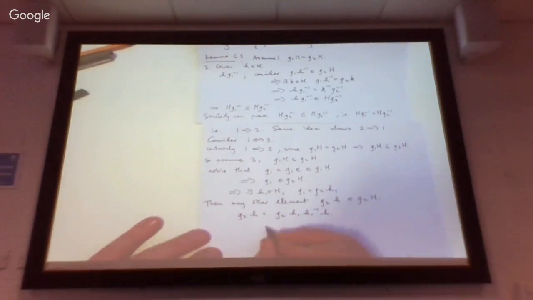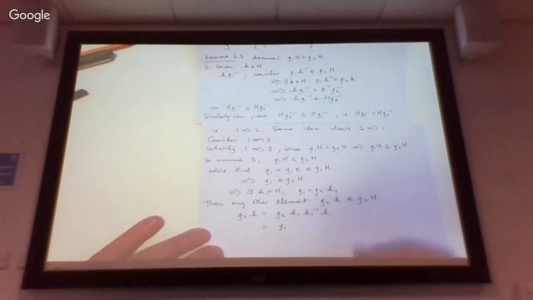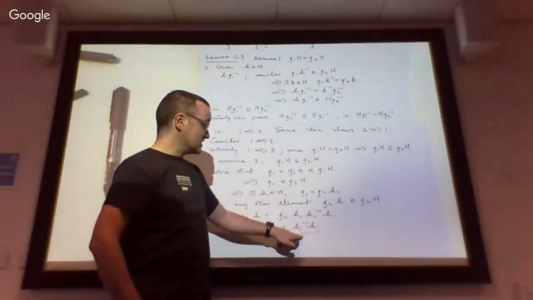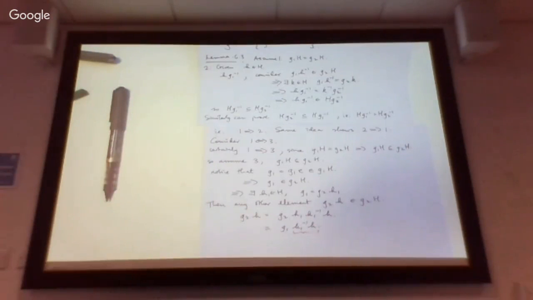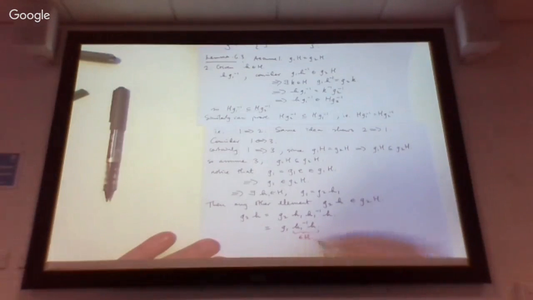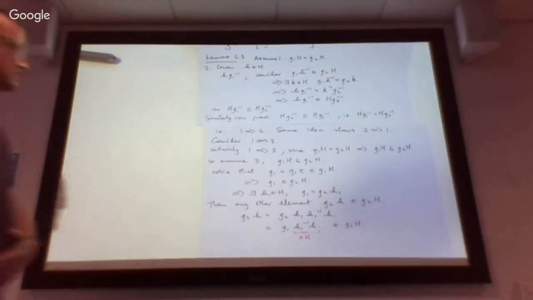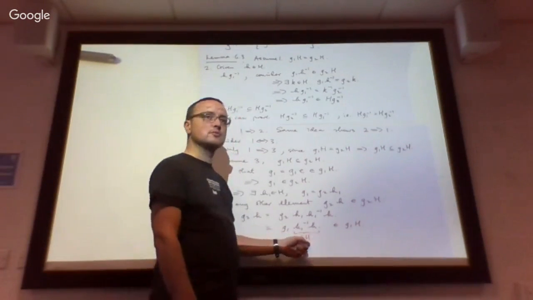But of course, this is equal to G1 times h1 inverse h. That combination h1 inverse h, because h1 and little h are both coming from the subgroup capital H, the subgroup is closed under inverses and the group operation. So this is just an element of H. So this whole thing is an element of the left coset corresponding to G1, because it's G1 times an element from the subgroup.